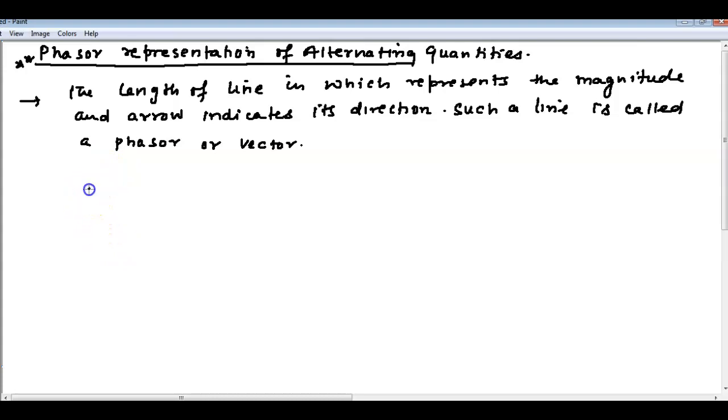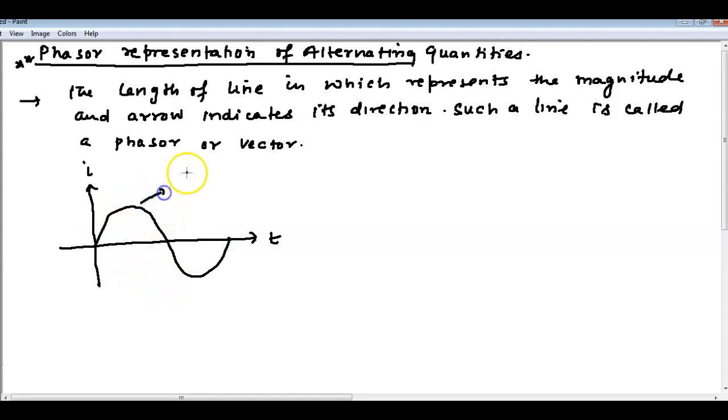Consider the current given here, and this is time t. The same thing is applicable for voltage also. So consider one current, moving from here. The equation we already know: I is equal to Im sine omega t. Consider at t is equal to 0 second, the current is starting from the origin, and it's moving with some frequency and some time period.